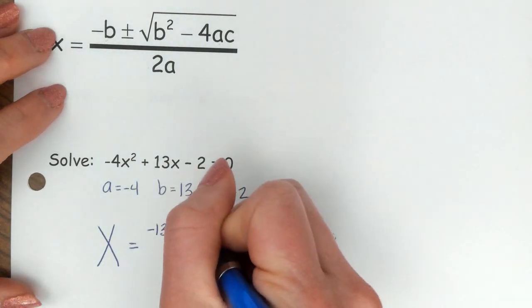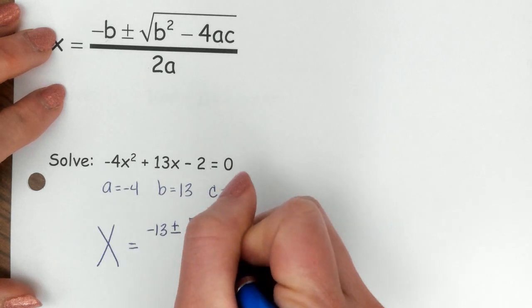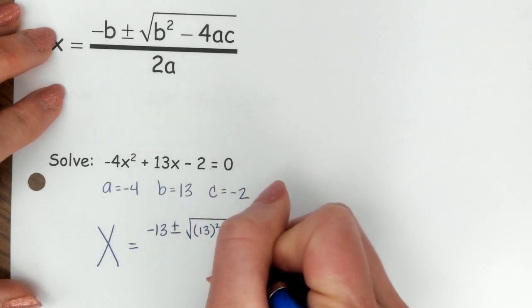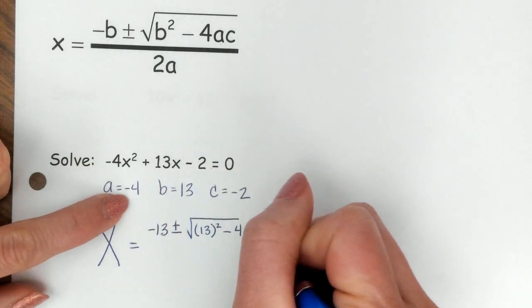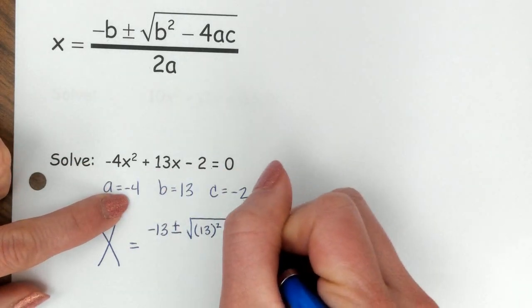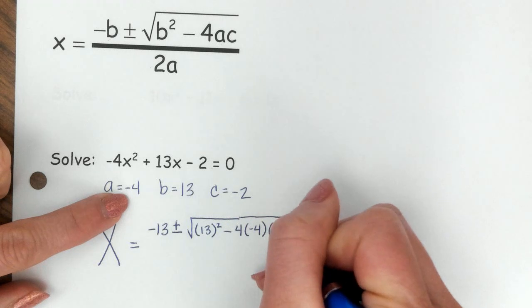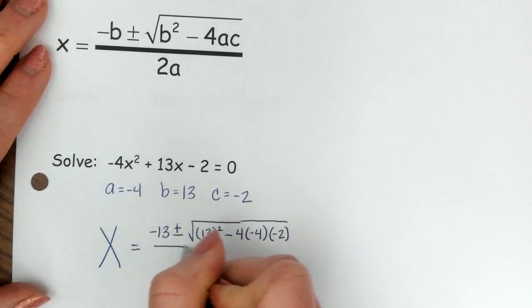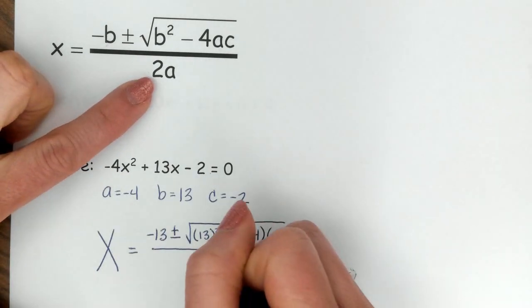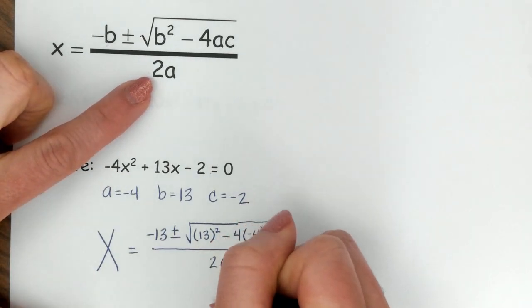So then I have my square root of 13 squared minus 4 times my A, which is negative 4, times my negative 2, which is my C, all over 2 times negative 4.